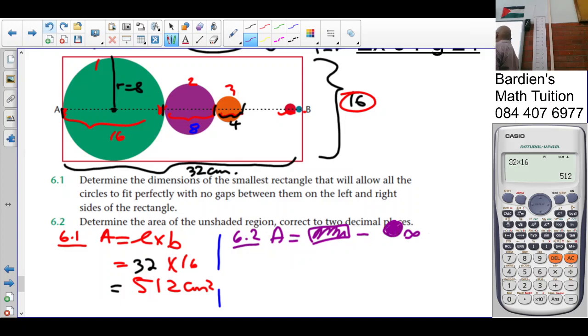Why am I putting infinity here? Because it is going to go on almost forever. Okay? Forever in this case. Do you guys understand? So the area of the rectangle minus the sum of the areas of the circles. Okay? So what is the area of the rectangle?